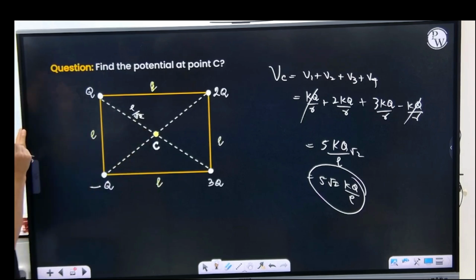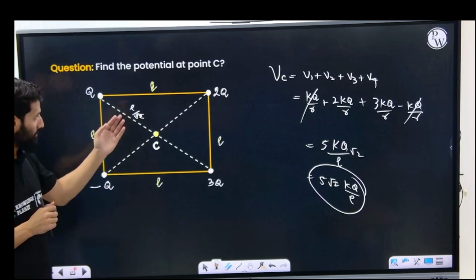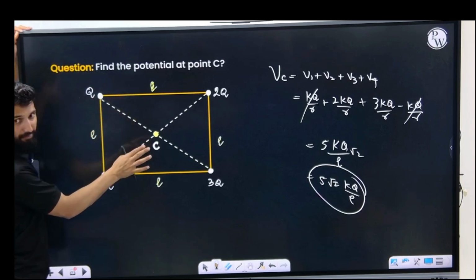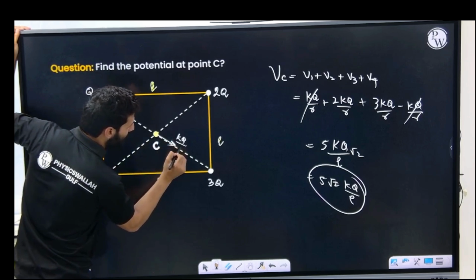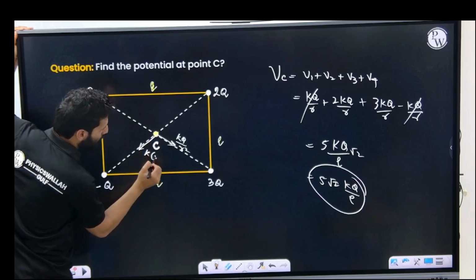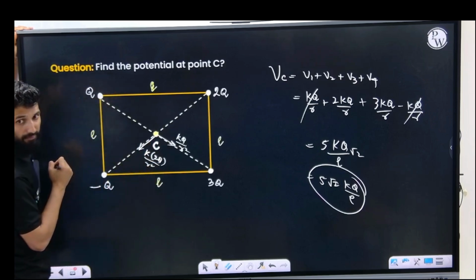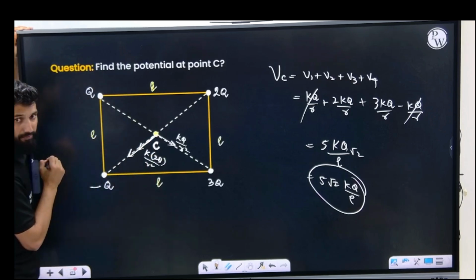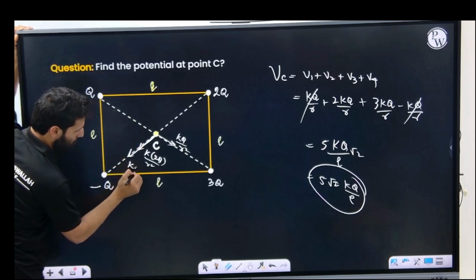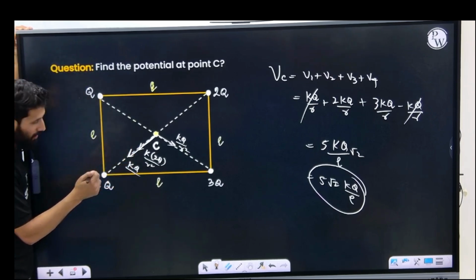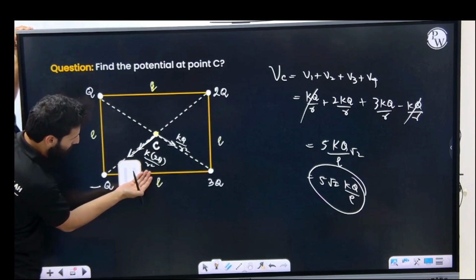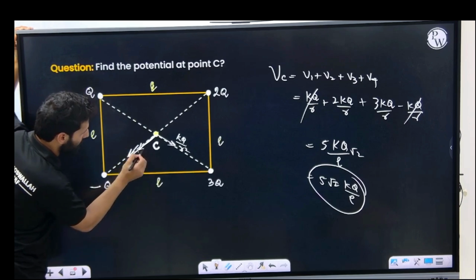Can you do one thing at home? Can you find the electric field at this point? I will tell you how. Very easy. Look here. Due to this, the electric field will be Kq by R square. Yes or no? Due to this, 2Kq by R square. Clear? Due to this, again, this side is a negative charge, so the field will be towards it. So Kq by R square. Add these two directly, so this will be 3Kq by R square. Will it be? Yes.